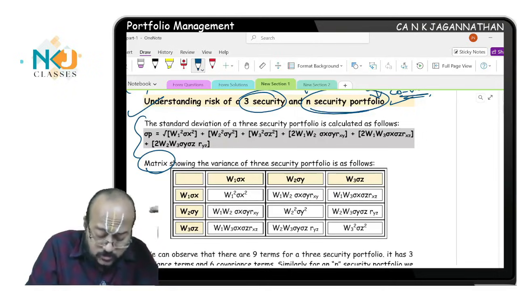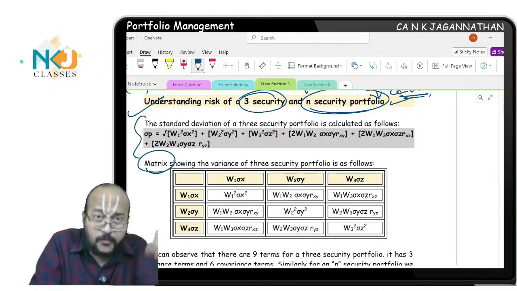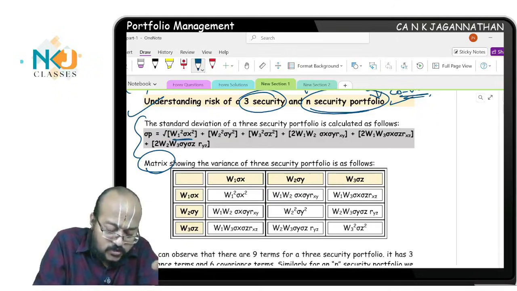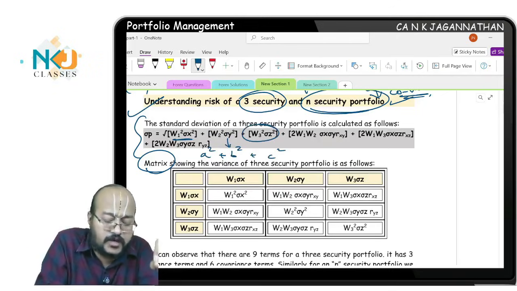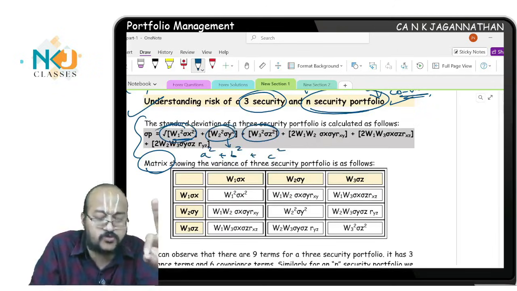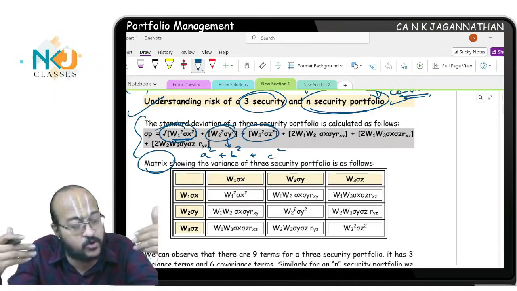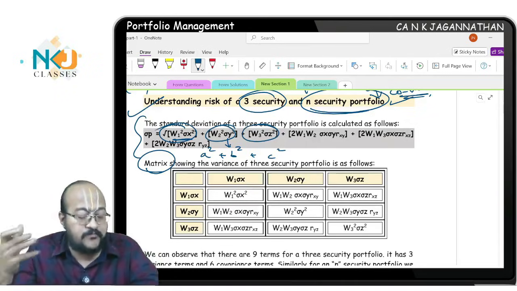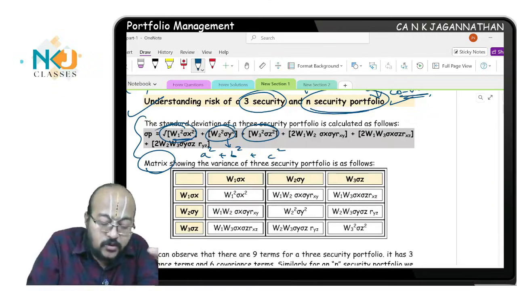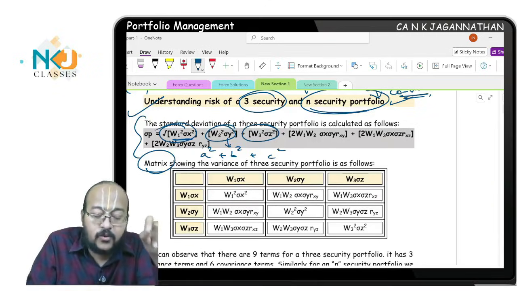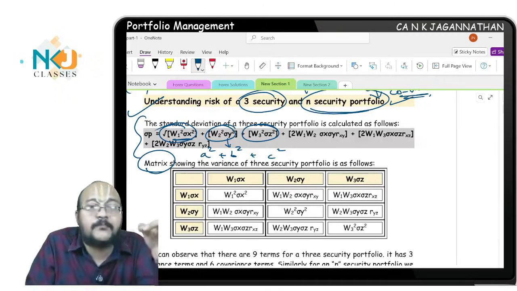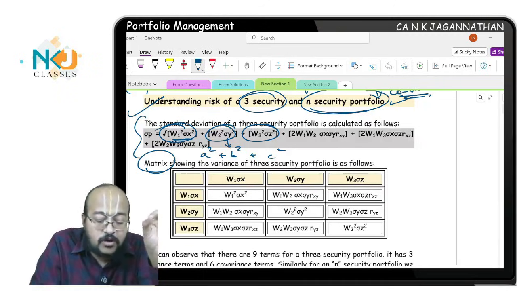So here, for the 3 security portfolio, this is A square, this is B square, and this is C square. These 3 are variance terms. Are you all understanding? Under the square root: W1 square sigma x square plus W2 square sigma y square plus W3 square sigma z square. Apart from that, there are 6 covariance terms.